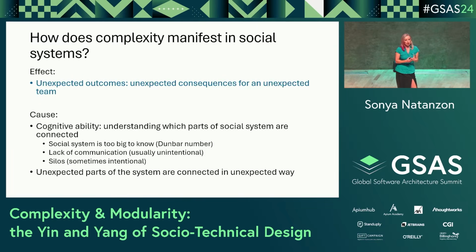Much like technical complexity is a function of bad design and our cognitive ability, social complexity is the same. In this case, cognitive ability refers to our ability to understand which parts of the social system are connected and how. Sometimes the social system is just too big to know. If you're familiar with the Dunbar number, it's a number of social connections that we can process at about the same time and realistically maintain. Lands at about 150. So some social systems are too big to know.